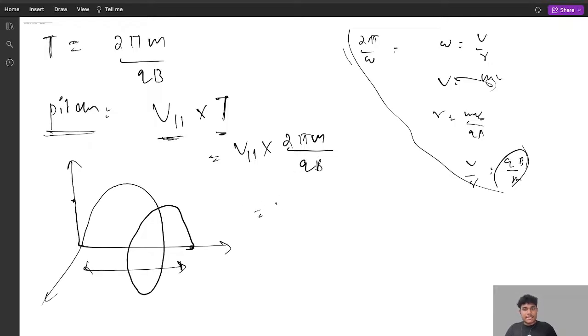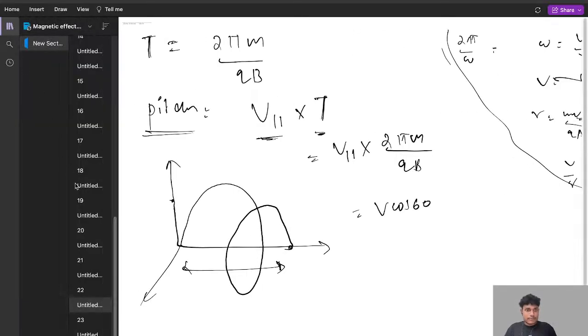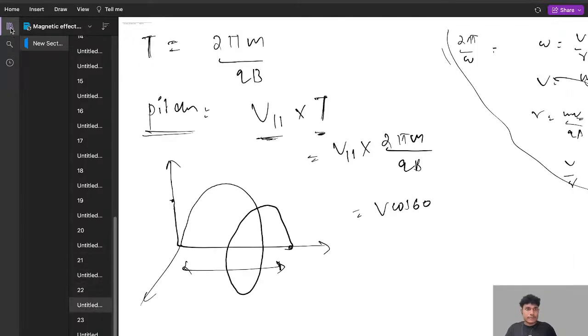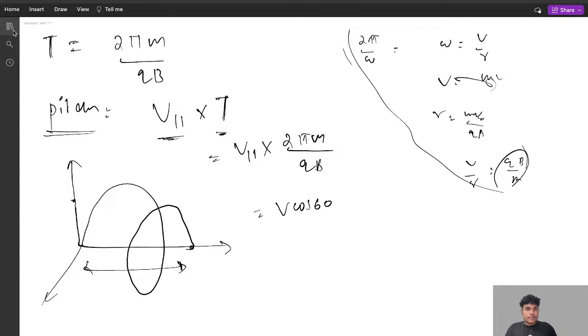What is v parallel? That is v cos 60, I think. What is our v parallel? That is v cos 60. Okay, v cos 60 into 2 pi.